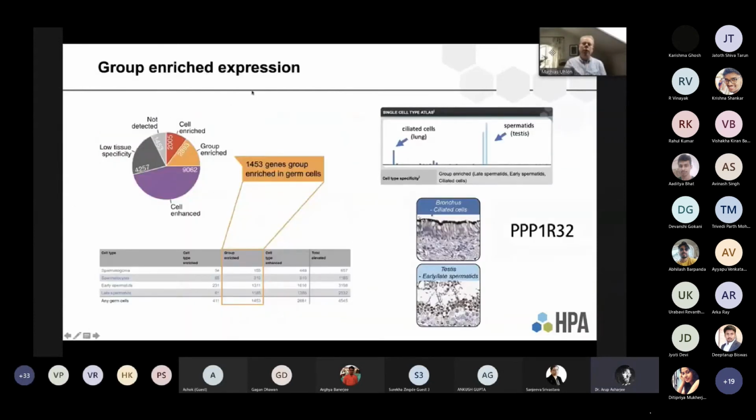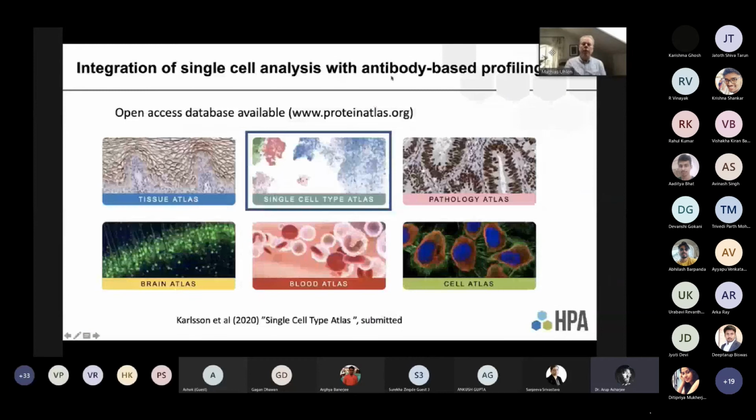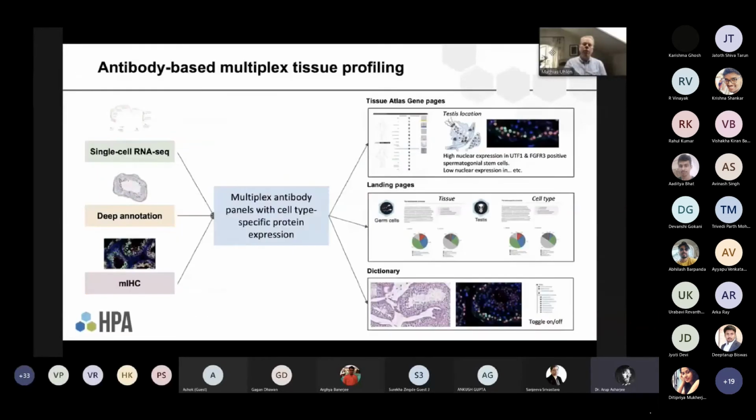It's also interesting to look at proteins which share expression. And for example, we now have the proteins which are shared between ciliated cells, lung, and testis. And this obviously, when you look then in the protein atlas, you can see that this is ciliated cells in these two tissues. So we're trying then to integrate the single cell analysis with antibody-based profiling, and we also do quite a lot of proteomics, mass spectrometry. I will not talk about that today since the whole workshop is on that.